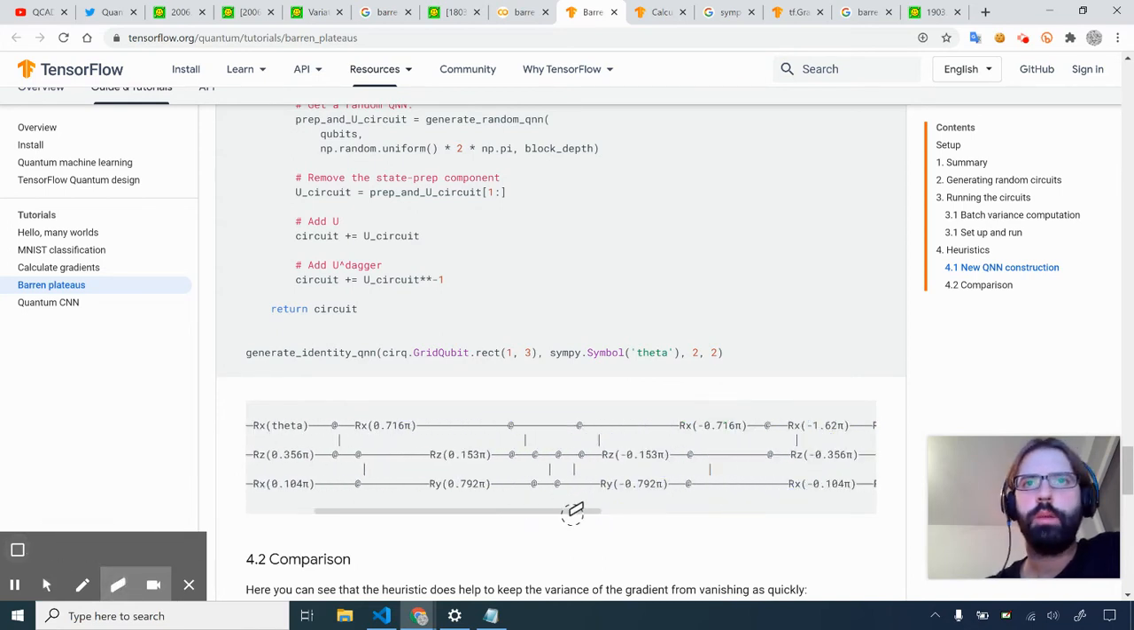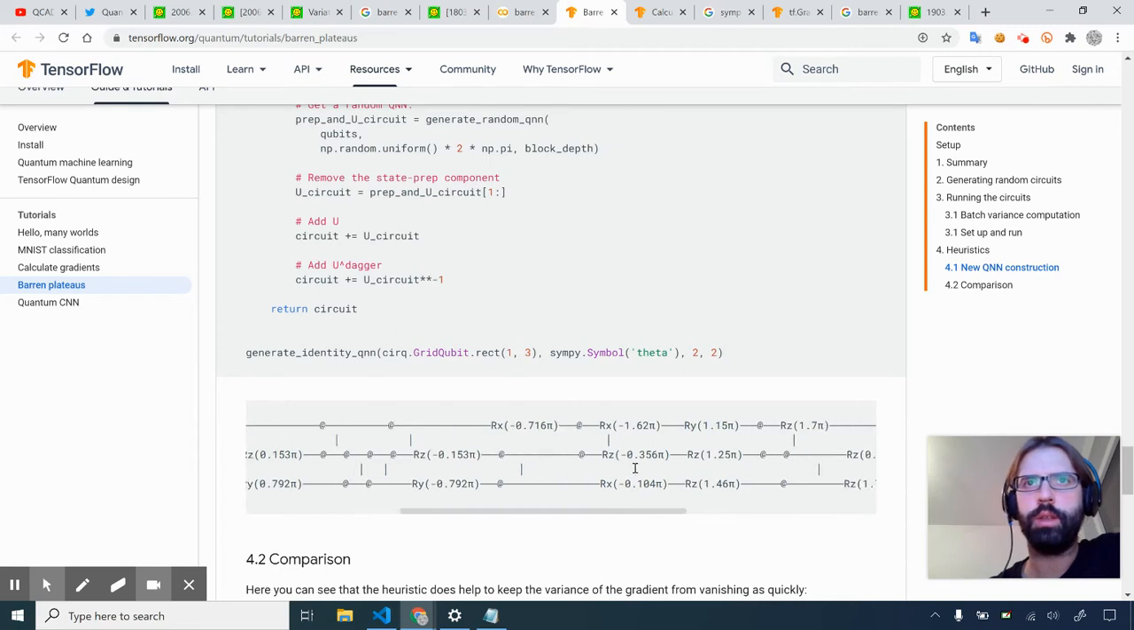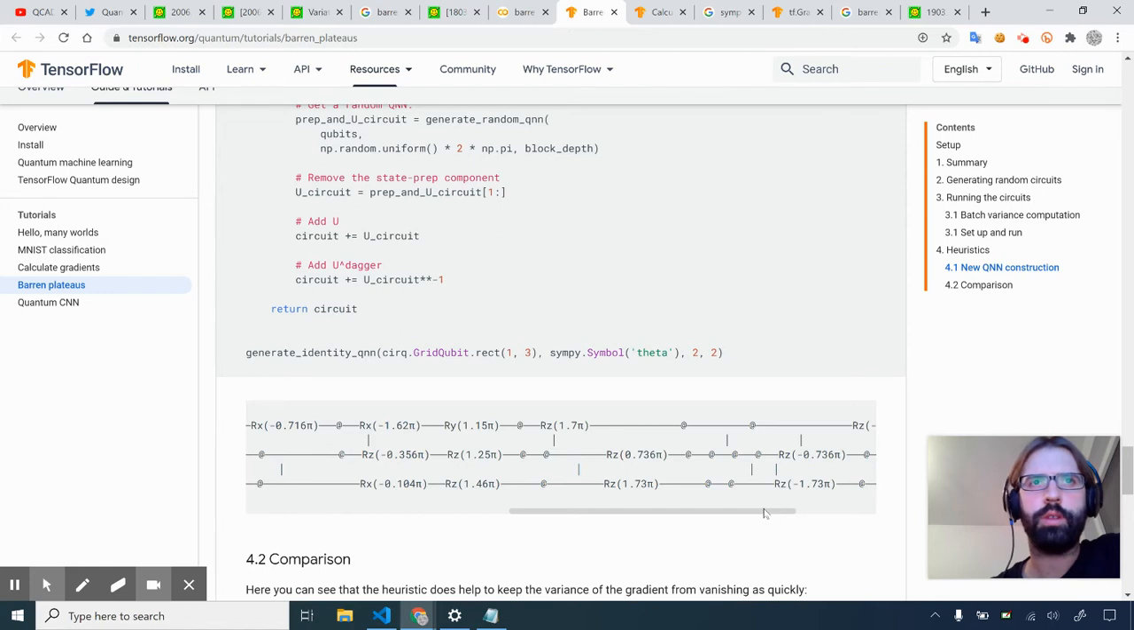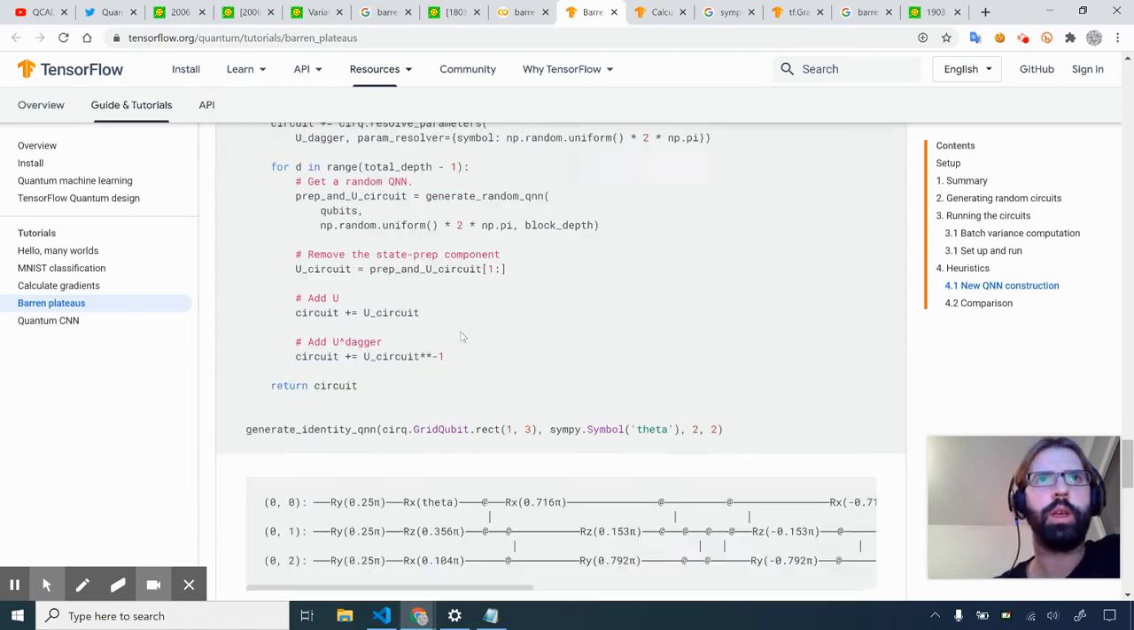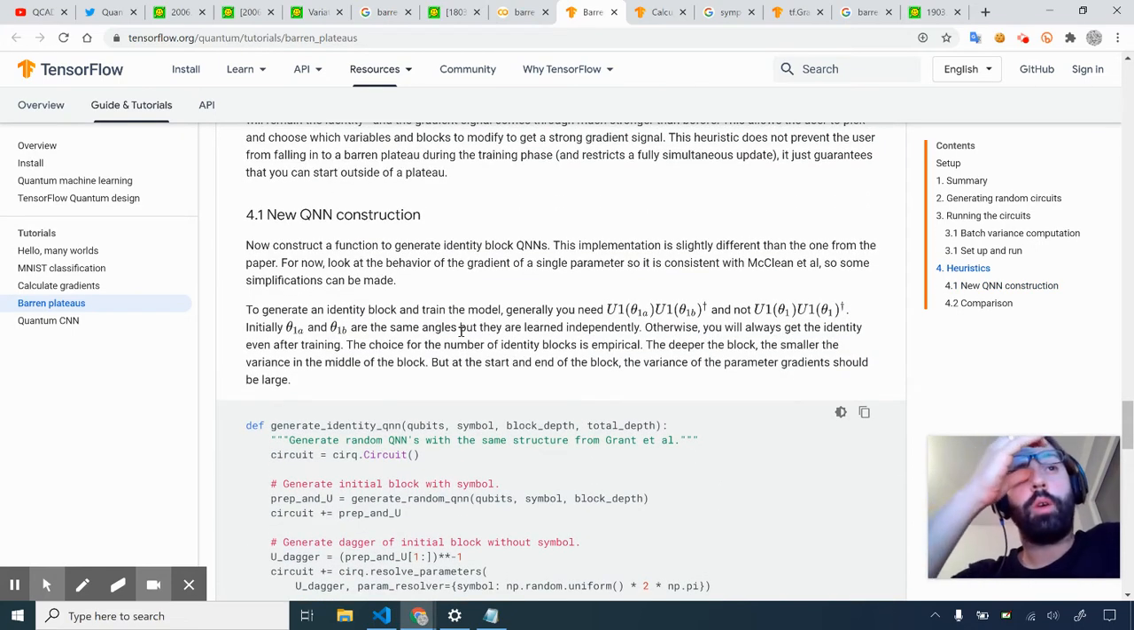Okay. So here we've done it, but then this layer is... Okay, so this is done just... Now it happens again. Okay. So it just happens, it's just done in some of the layers. Why? Now construct a function to generate identity blocks. This implementation is slightly different than the one from the paper. For now, look at the behavior of the gradient of a single parameter so it's consistent with McClean et al. So some simplifications can be made. To generate an identity block and train the model, generally you need the transpose.